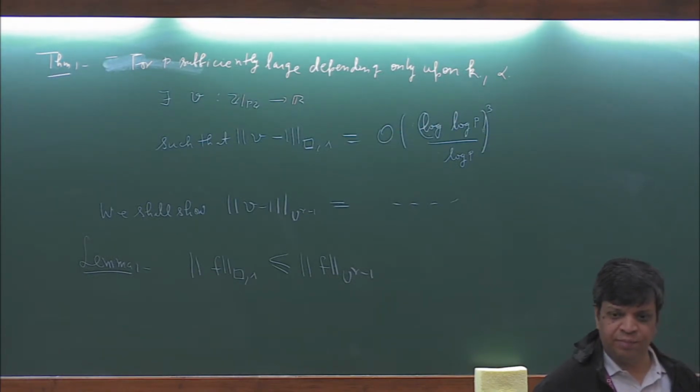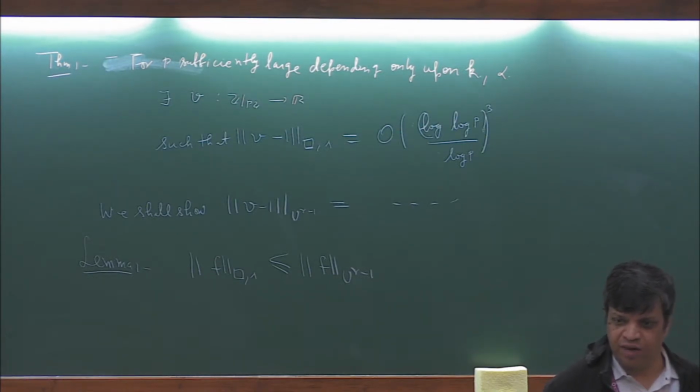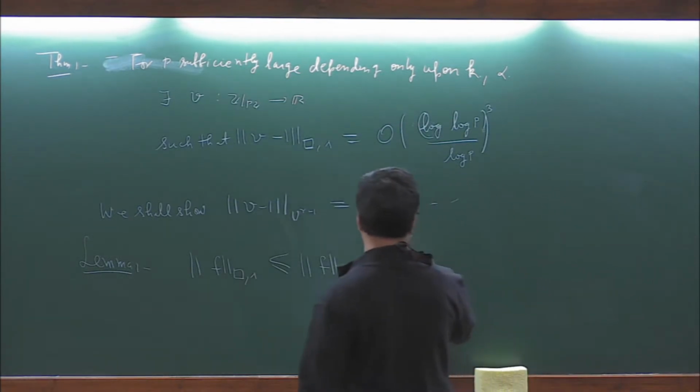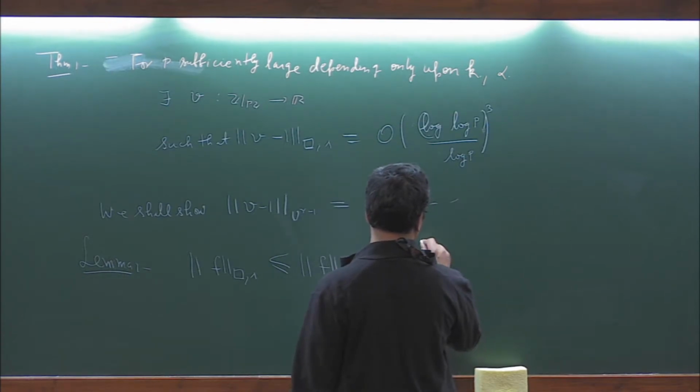So therefore, if I manage to show a function nu which dominates this particular function and which satisfies this property, that the norm of nu minus 1 in the Gowers norm is small, then I am happy. But this is something which we will not prove, though the proof is not too complicated.